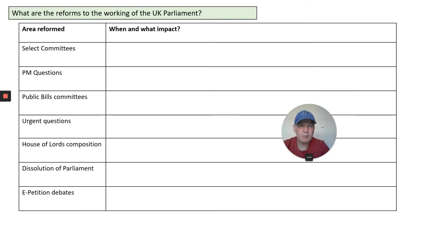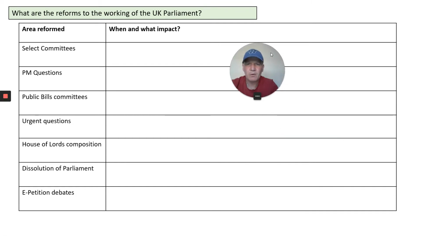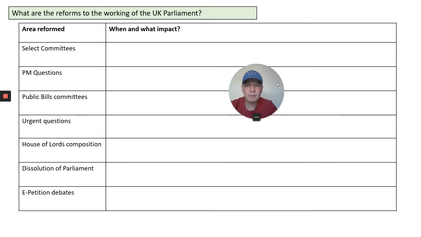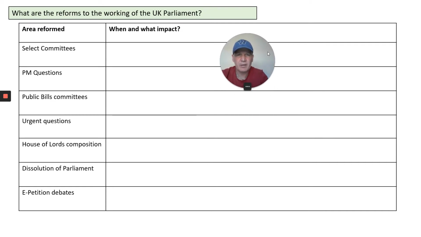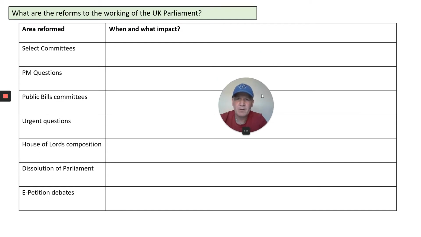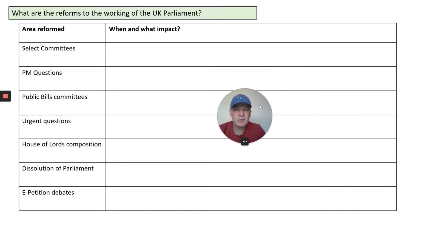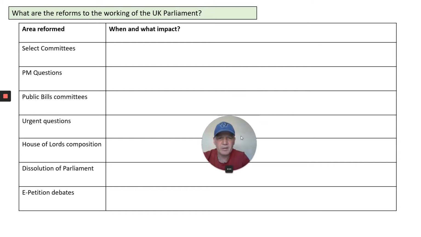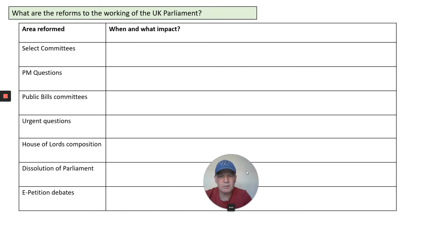Linked to that are the reforms, and this is to show that you have an up-to-date understanding of how Parliament has changed over time. So you need to know what's been the impact of the different reforms in these different areas. Select committees, how they've changed over time, the alterations to Prime Minister's questions, including more recent ones during the crisis over COVID and how they're now doing it through Zoom. Public Bills Committees and urgent questions, how they've changed. The composition of the House of Lords we've been talking about in the Constitution. Dissolution of Parliament and the use of e-petition debates.